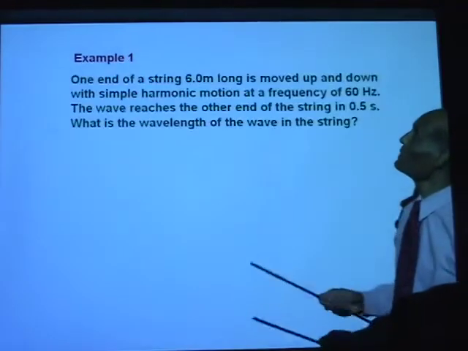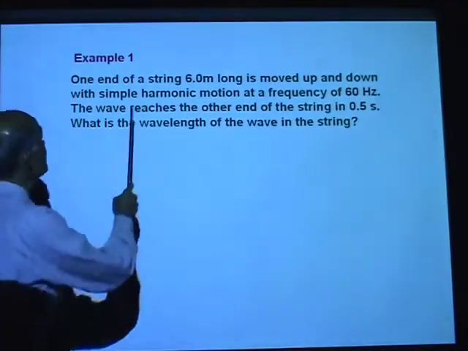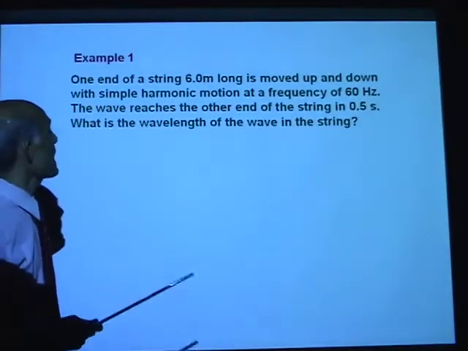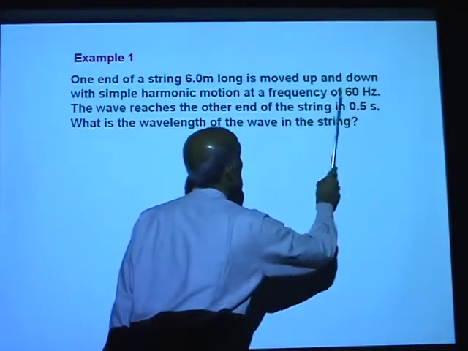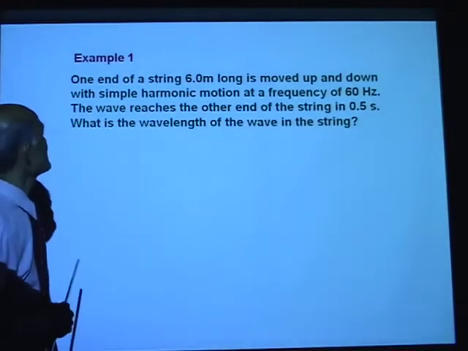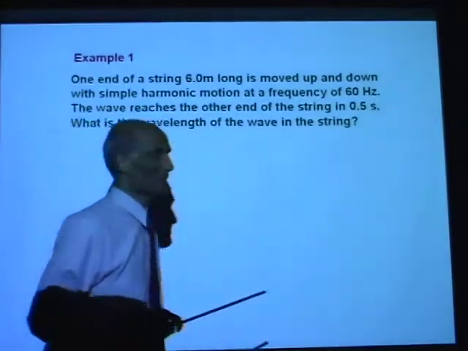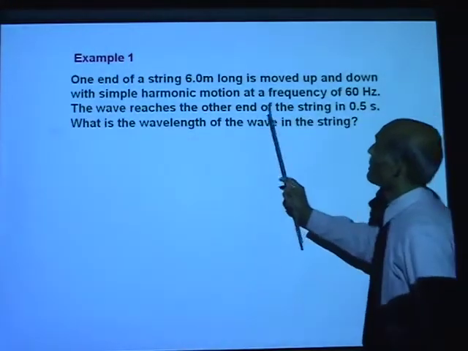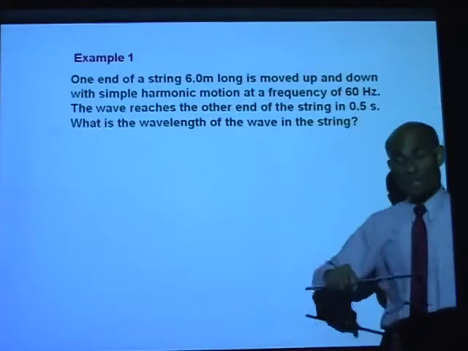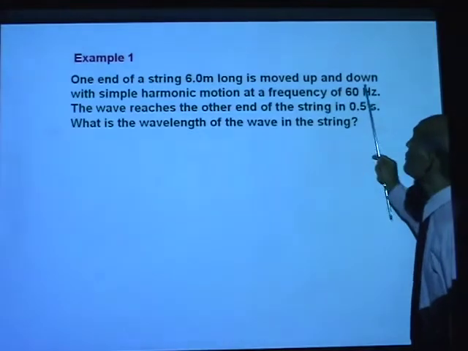All right, let's use the concept we developed so far to do a couple of examples. One end of a string, 6 meters long, is moved up and down with simple harmonic motion at a frequency of 60 hertz. The wave reaches the other end of the string in 0.5 seconds. What is the wavelength of the wave in the string? What do we know? We know the length of the string. That means you know how far the wave is going to travel. We know the frequency of the wave.